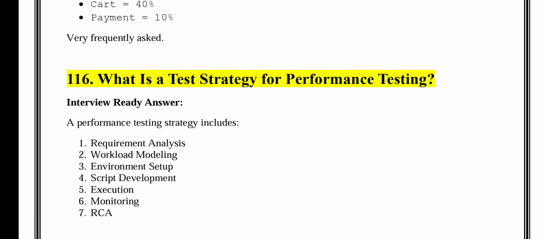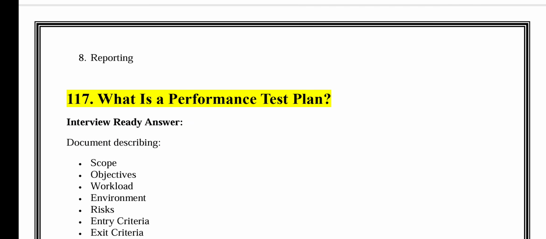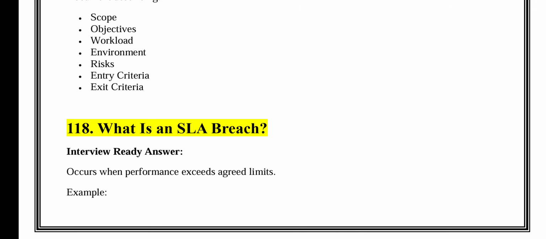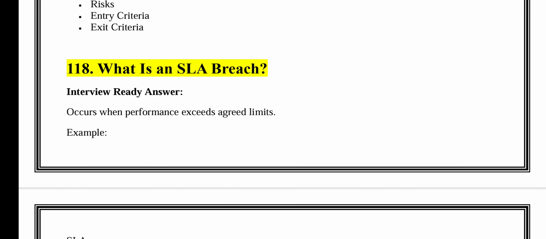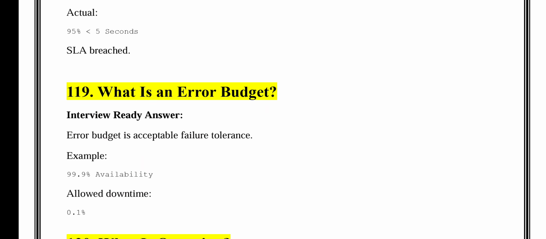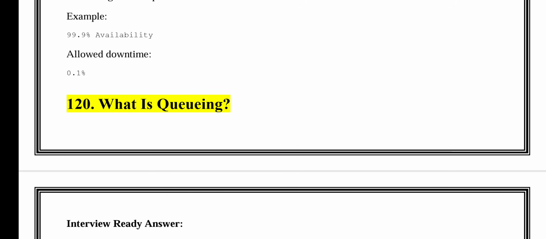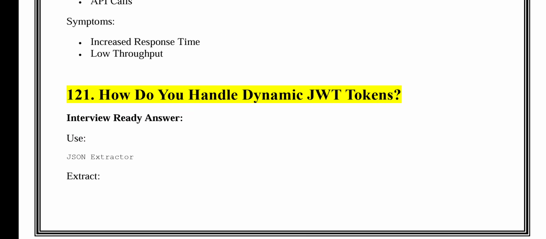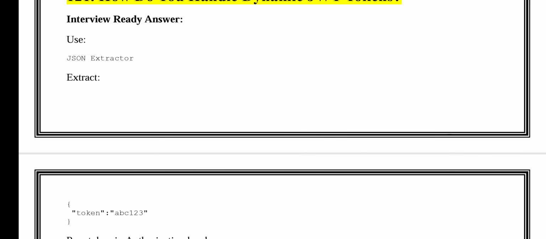What is a test strategy for performance testing? What is a performance test plan? What is an SLA breach? What is an error budget? What is queuing? How do you handle dynamic JWT tokens?